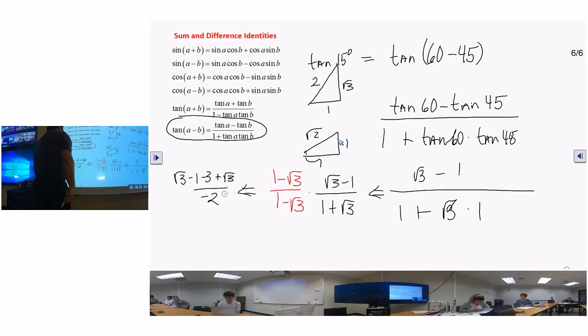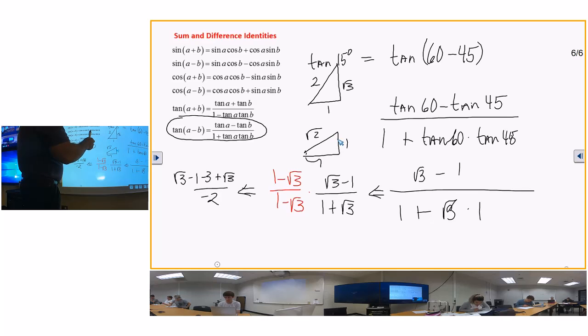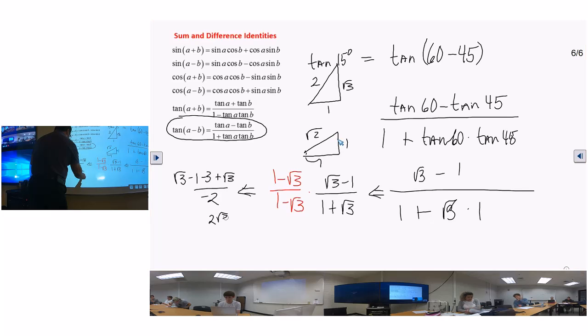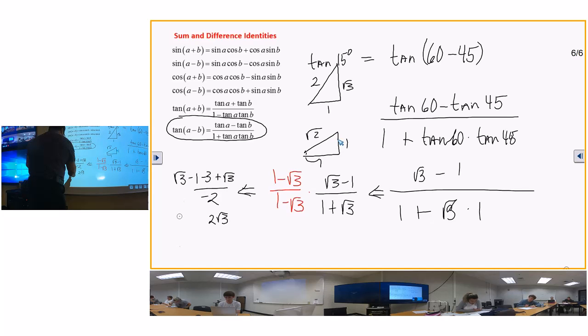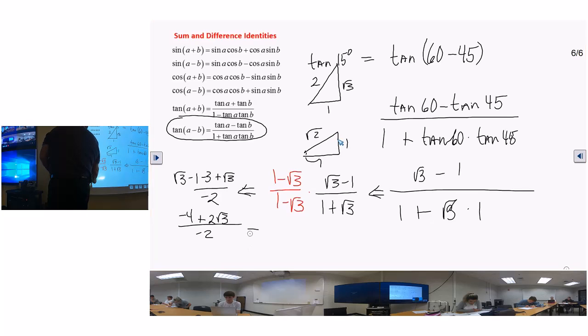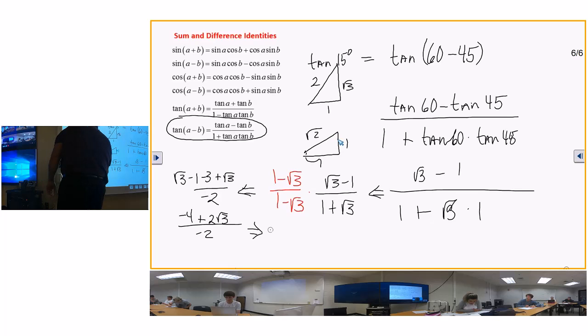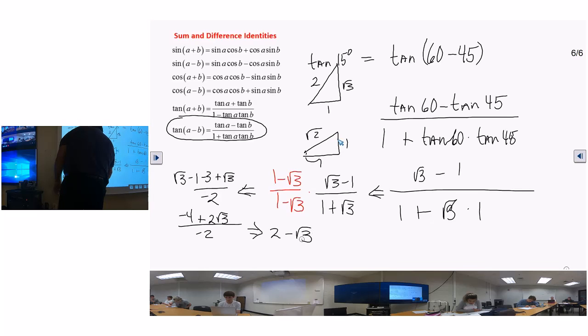Somebody check that for me. Make sure I did that right. 1 times the square root of 3, then -1, then minus square root of 9, which is -3, plus the square root of 3. Okay, so the square root of 3 plus the square root of 3 is 2 times the square root of 3. And what's -1 minus 3? -4. And then over -2, and that's going to give me 2 minus square root of 3. How about that?